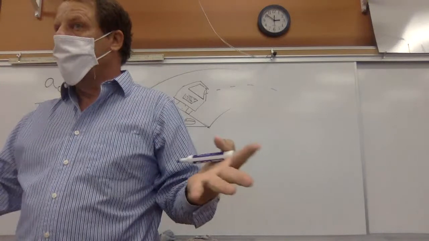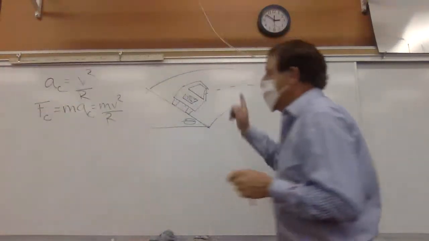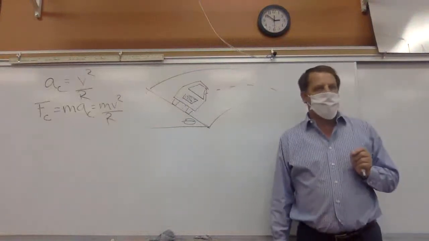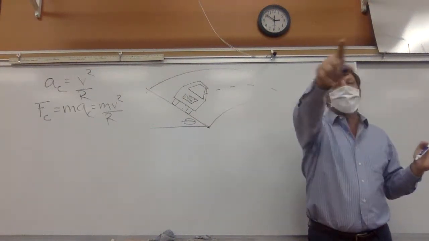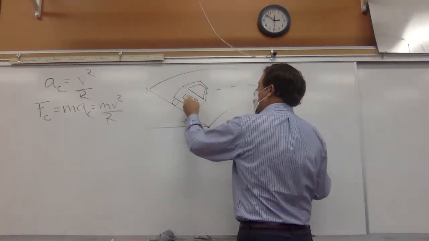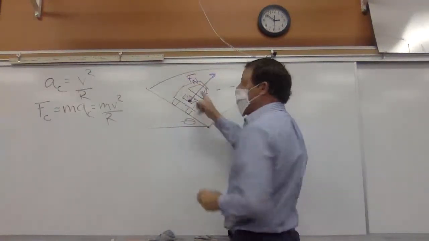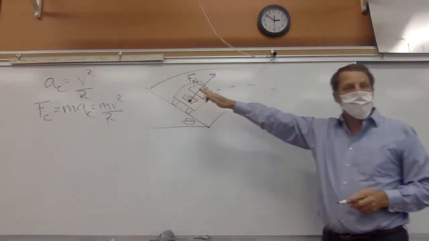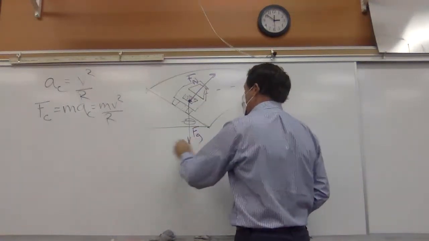We already said that this is going to be frictionless. So what is touching the car? The road is touching it, plus we have gravity, which is going down. The road, as we already know, gives a normal force, which is perpendicular to the road. And then we also have the force of gravity.